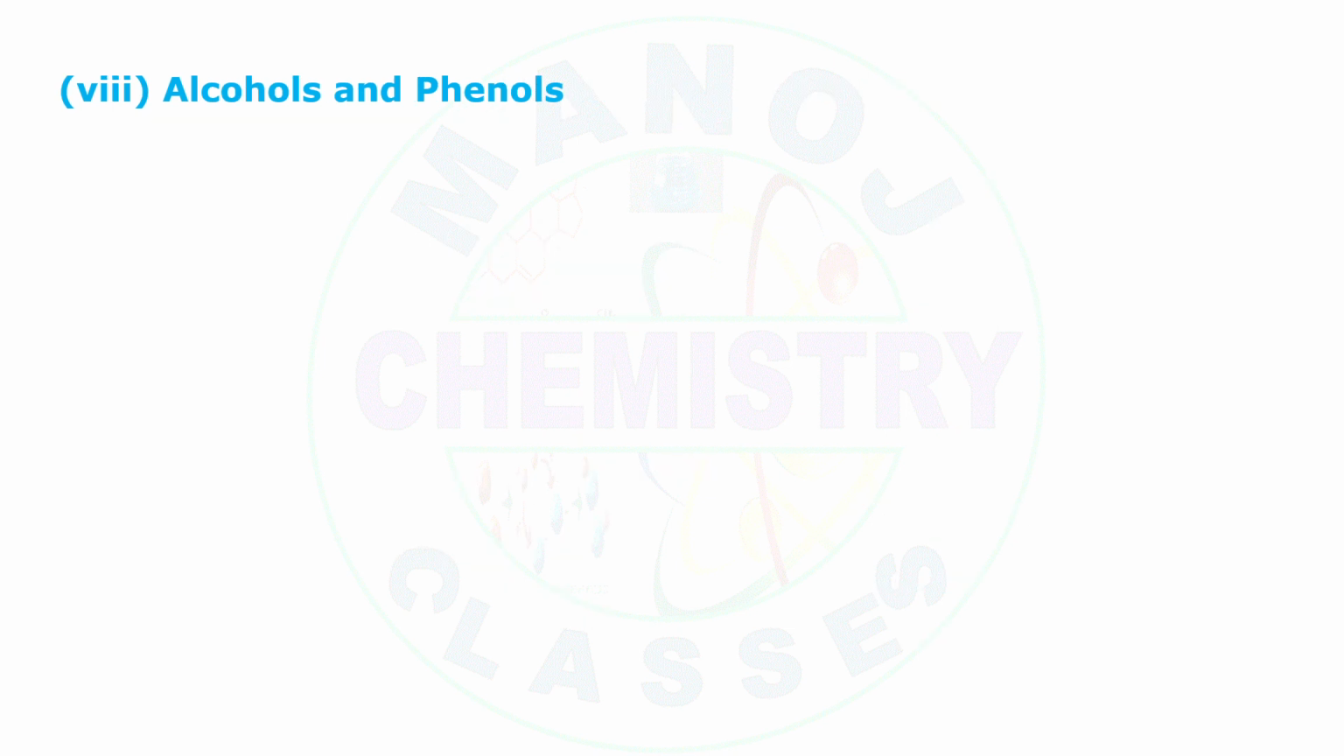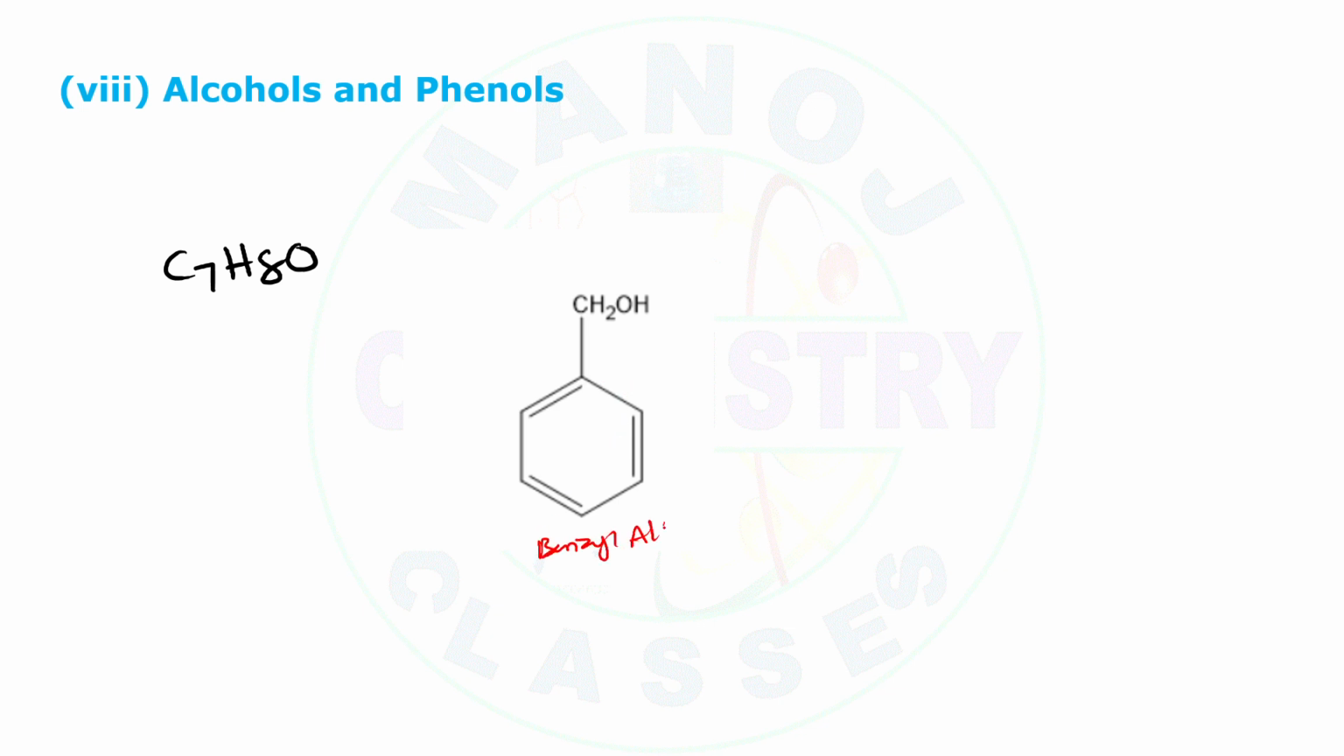Coming to the next one, alcohols and phenols. Some books give these as aromatic alcohols. Aromatic alcohols are nothing but phenols. For example, if I take benzyl alcohol, the name of this compound is benzyl alcohol. Let me erase this one. This can be written as cresol. Which type of cresol? This one is orthocresol.